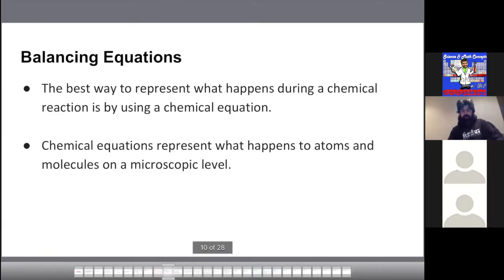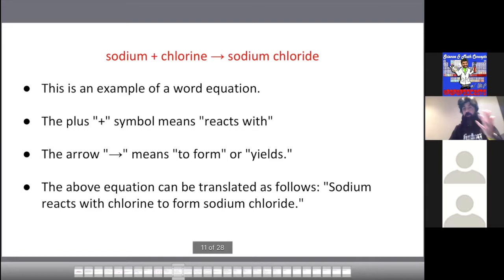Chemical equations represent what happens to atoms and molecules on a molecular level. We can't really see each individual atom if we were to look at a beaker of stuff reacting, right? We have to look at what each compound is in an actual chemical reaction, and then see what they form. We'll see that in terms of formulas that we put together. So how are equations written out?